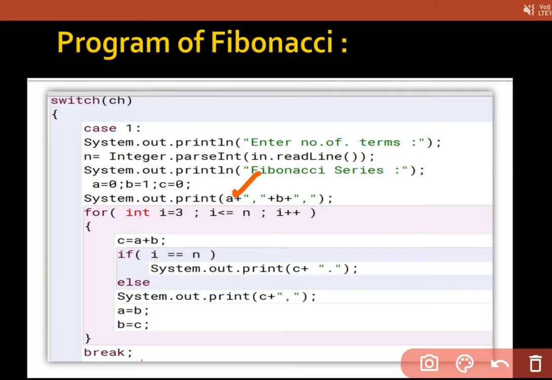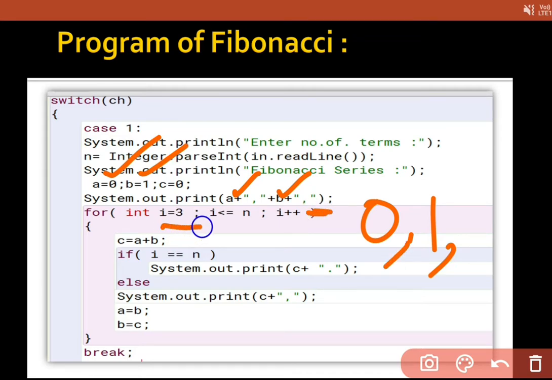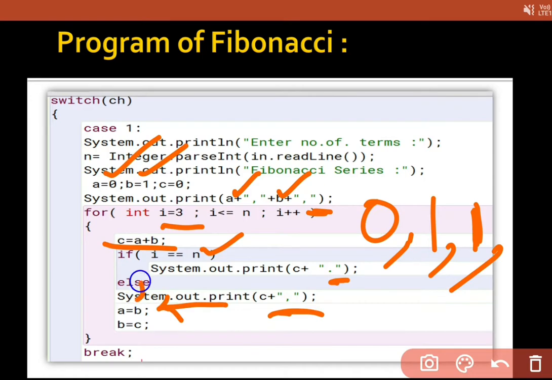I had already displayed A and B, that is 0 and 1, with the comma. See, with comma I had already displayed. From the third term I want to start. Means I have to add, C is equal to A plus B. Means 0 plus 1 will be added and placed here as C. If value of I is n, then I am doing it with full stop, and if it is not, then I am placing comma here.